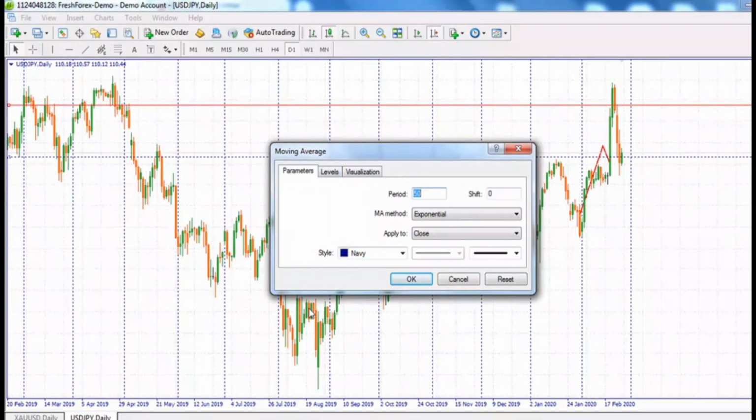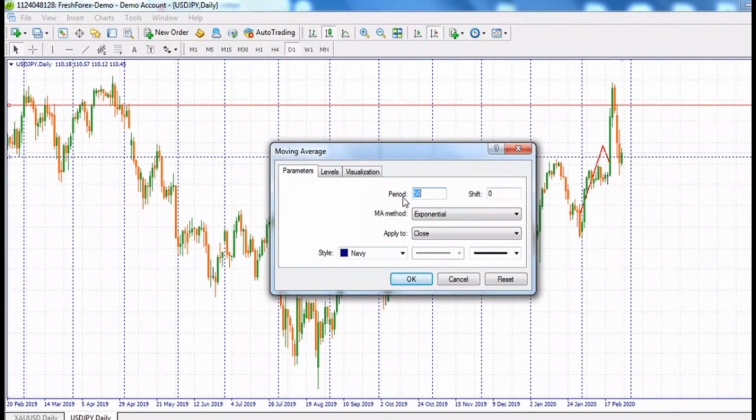There are certain parameters here which you have to understand exactly how they work. Moving average is basically the average of either the closing price, the opening price, the high, or the low of a particular pair within a given duration of time.